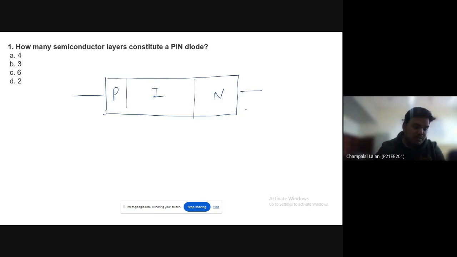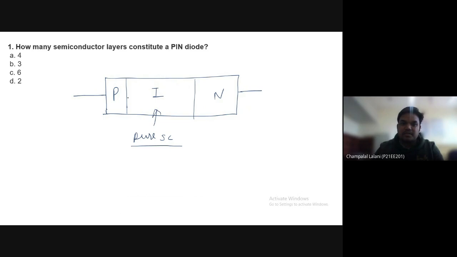So the structure of the pin diode is something like this. Here, the intrinsic layer is basically a pure semiconductor. The size of the intrinsic layer is quite a bit bigger than the P and N layers. So can anyone tell me why this intrinsic layer is introduced in a pin photodiode?